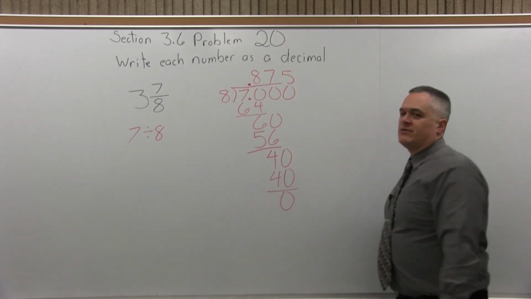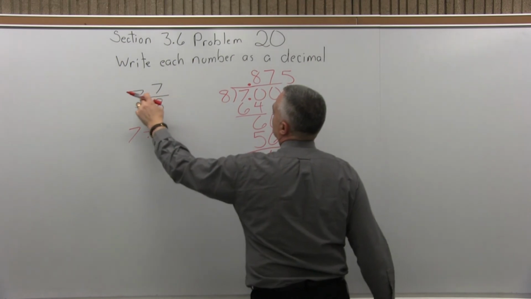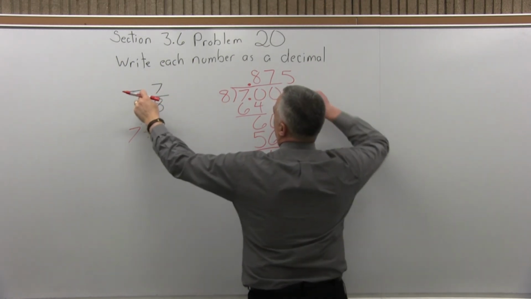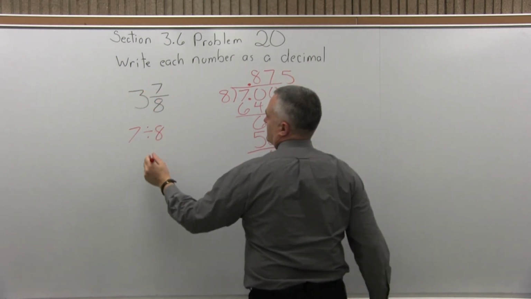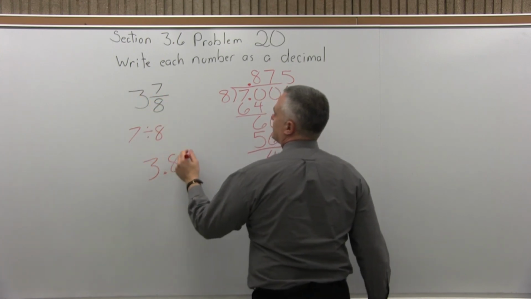It's 0.875. Now remember, I wasn't just doing 7/8. It was 3 7/8. So there's really a 3 in front of that. So the decimal equivalent of 3 7/8 is 3.875.